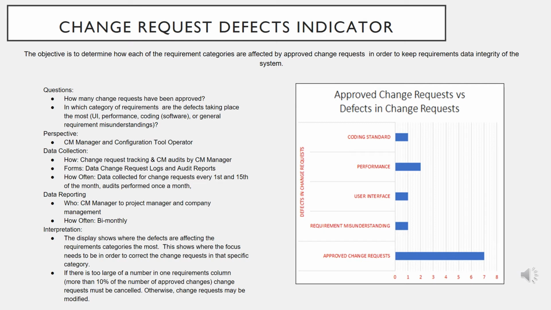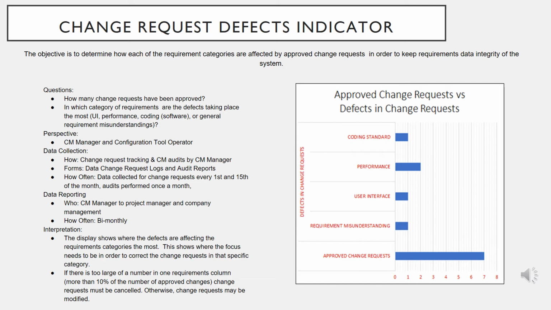The objective of a change request effects indicator is to determine how each of the requirements categories are affected by approved change requests in order to keep requirements data integrity of the system. This will help you answer how many change requests have been approved and in which category of requirements the effects are taking place the most: performance, coding, or general requirements.